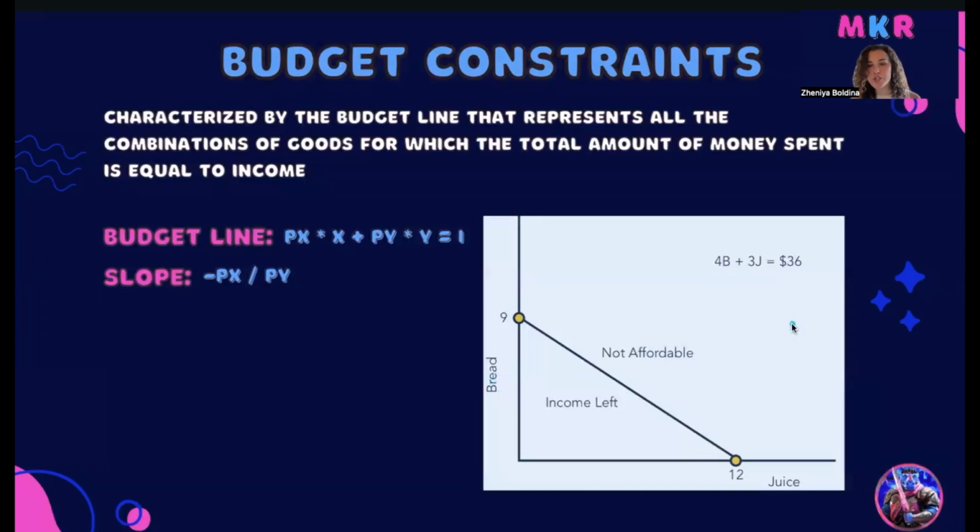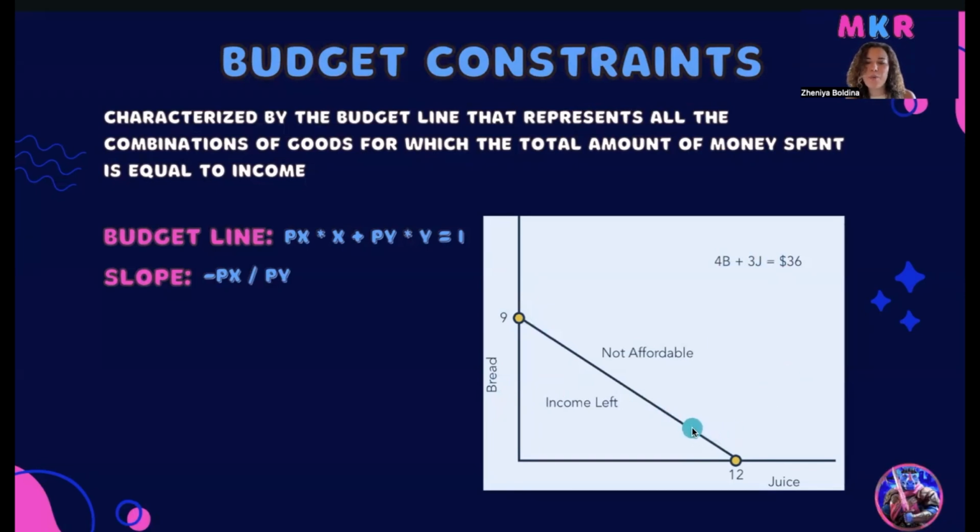We need to make sure that we fully use our $36, and there are different ways that we can allocate our budget, of course. For instance, if B equals 9, which would be a point right here, that means we're fully allocating our budget to bread, and then J has to be 0. In the case when B, for instance, equals 3, which would be a point about here, we have 4 times 3, 12. So 36 minus 12, we have $24 remaining. So J must be 8 in order to spend those $24 remaining. So 3 times 8 will be 24.